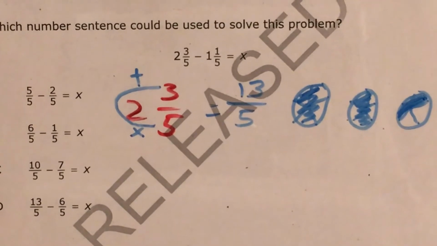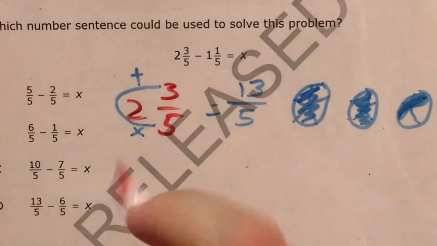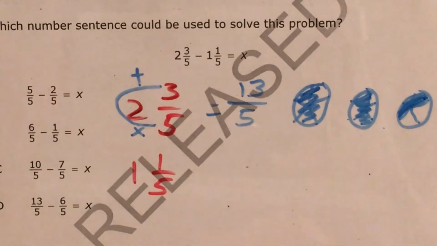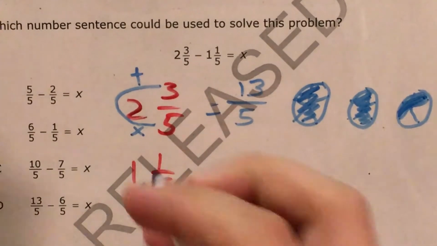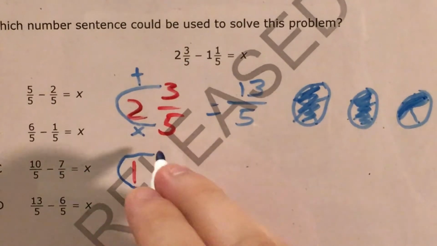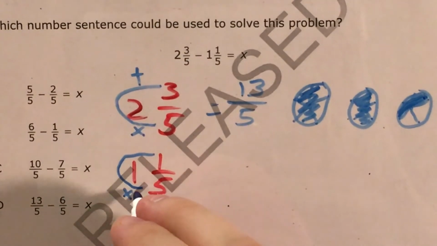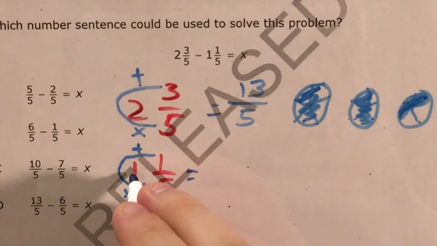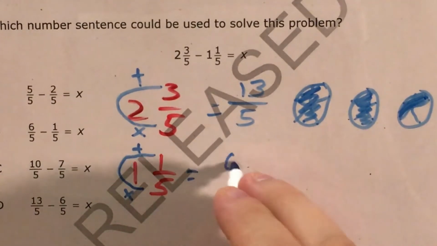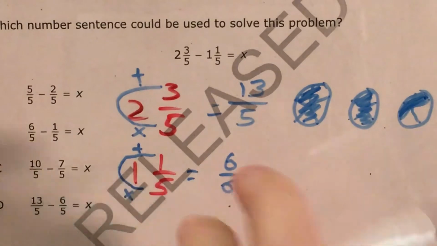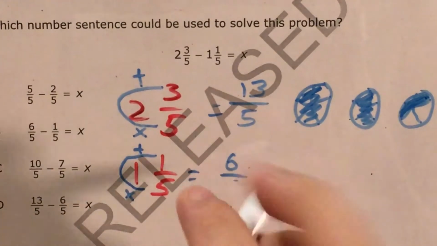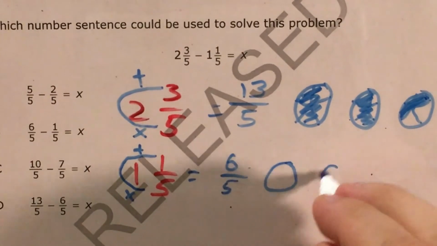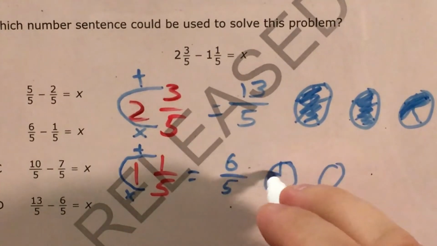So now I'm going to move on and try this out with 1 and 1/5. So 1 and 1/5. I'm going to use my same trick, my left to right swoosh, where I multiply 5 times 1 and add 1 to that. 5 times 1 is 5. 5 plus 1 is 6. So this would be not 6/6, 6/5.